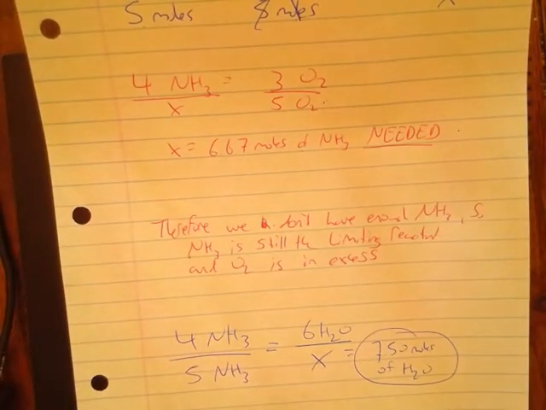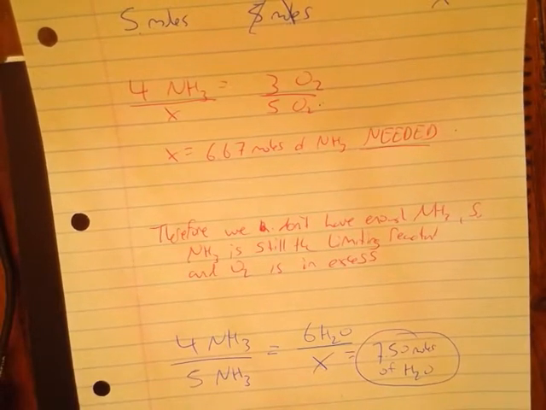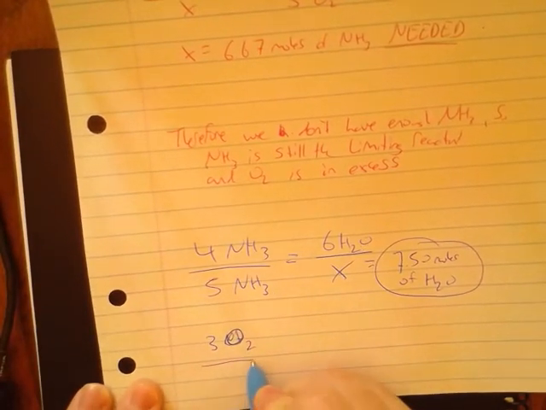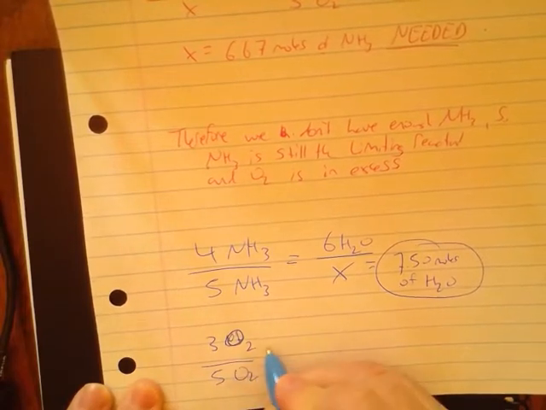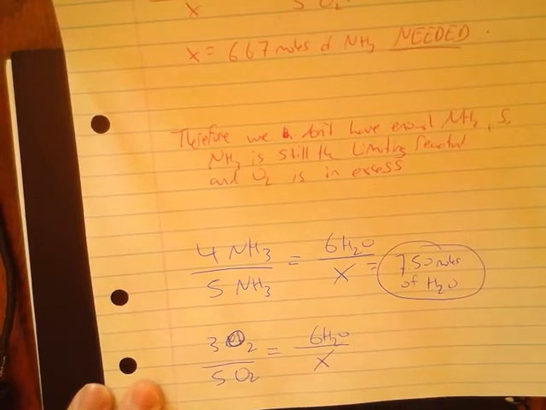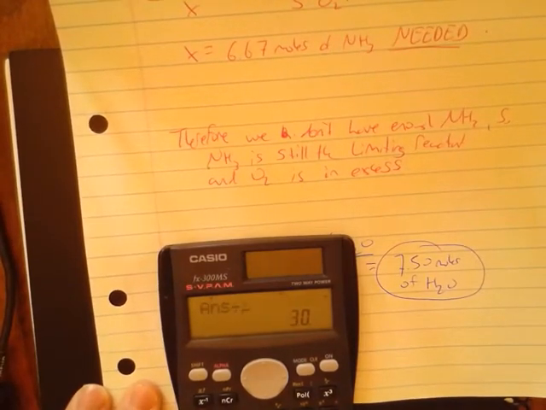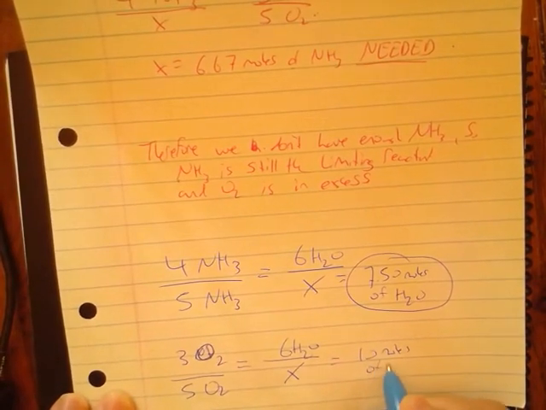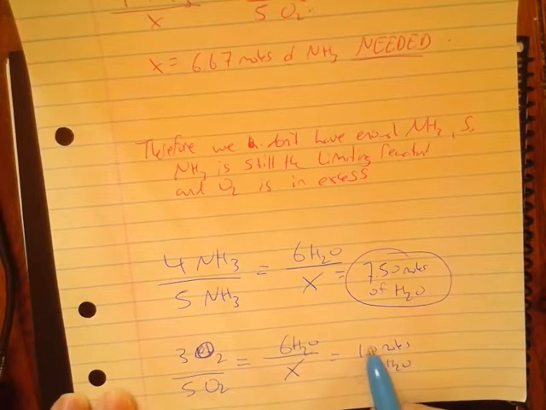And just to conclude this video, what happened if I had guessed the wrong one? Well, if I had guessed the wrong one, let's see what would have happened. I would have done 3 moles of oxygen is to 5 moles of oxygen equals 6 moles of water as to X. And if I cross multiplied and solved, 6 times 5 is 30, divided by 3 is 10. I would have gotten the answer to be 10 moles of water. So I would have assumed I would have made 10 moles of water.